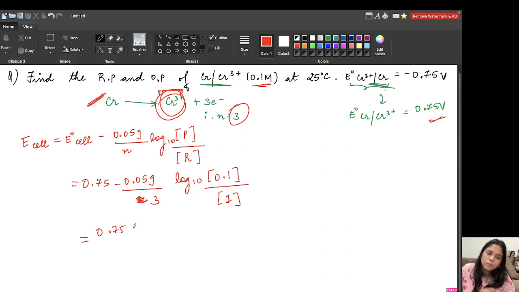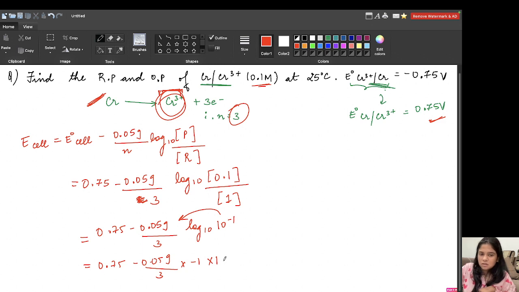So you can write it as 0.75 minus 0.059 by 3 log base 10. Can I write it as 10 to the power minus 1? Same thing, minus 1 will go this side. So 0.75 minus 0.059 by 3 into minus 1. Log base 10 of 10 is 1. So I'll just write it like this.